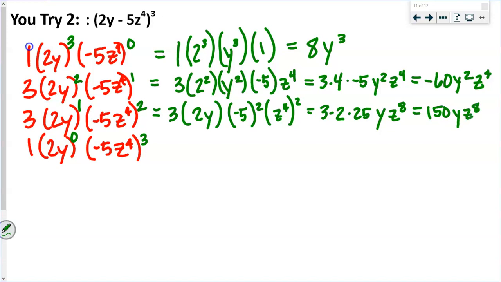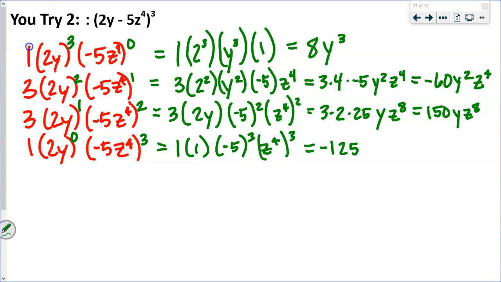All right, last one. So this one is 1, and anything to the 0 power again is 1. So now we're going to take this negative 5 to the third power, right? And then we're going to take our z to the fourth, and we're going to do that to the third power. So negative 5 times negative 5 is 25 times another 5. So if I have 5 quarters, I have 125. So this is going to be a negative 125. And then that's going to be z to the 12th, right?